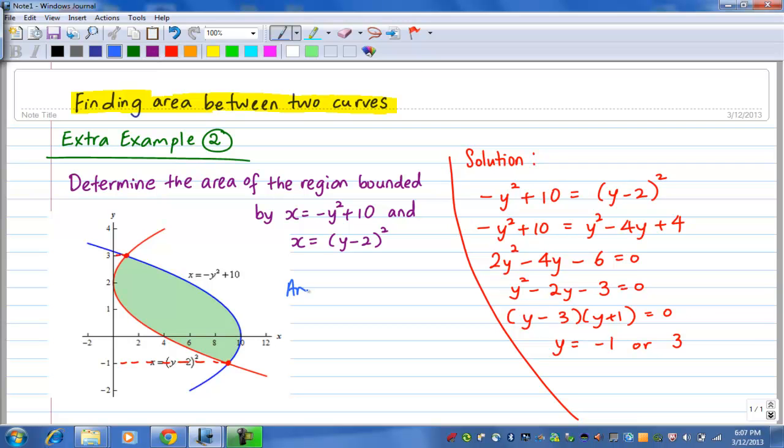So the area would be integral from negative 1 to 3 of the rightmost curve, which is negative y squared plus 10, minus away the leftmost curve, which is y minus 2 whole thing square dy. So solving, you should have no issue getting the answer 64 over 3. Please go and try and check whether your answer is indeed 64 over 3.